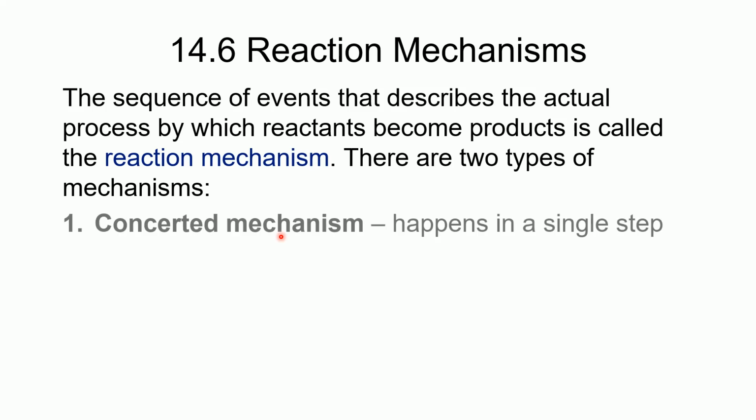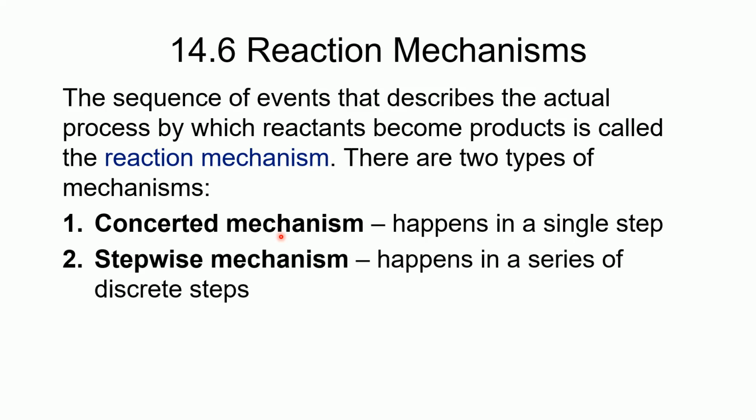The first type is called a concerted mechanism. Concerted mechanisms are single-step mechanisms. That's where molecules come together and then they get converted into something else. There's not any like it breaks apart and makes a new thing and then that reacts with something else. It's not a sequence of things. It is just a single step. So we call that a concerted mechanism or single step mechanism.